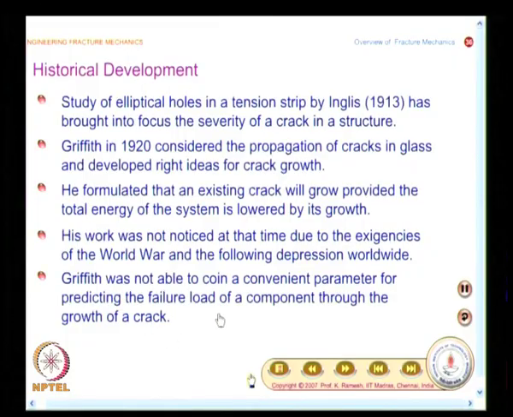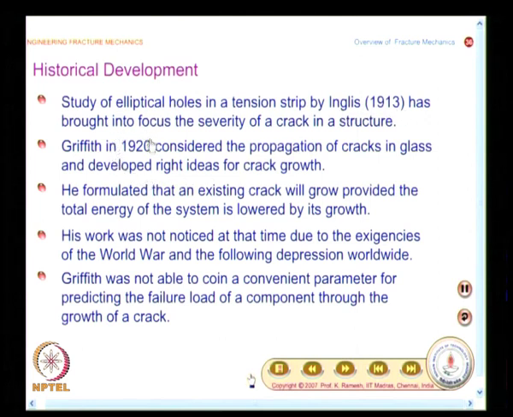So, 1920 or 22 Griffith did all these experiments. Only in 1948 Irwin extended this to ductile materials. Whatever work was done by Griffith was on glass. So, what you will have to appreciate is the contribution of Inglis is also very important.